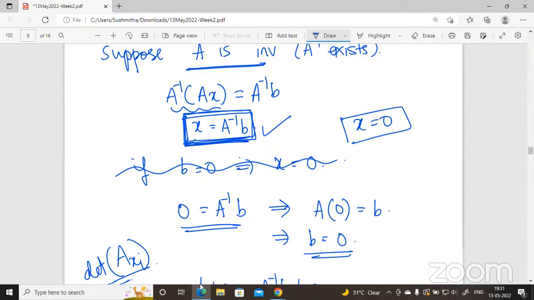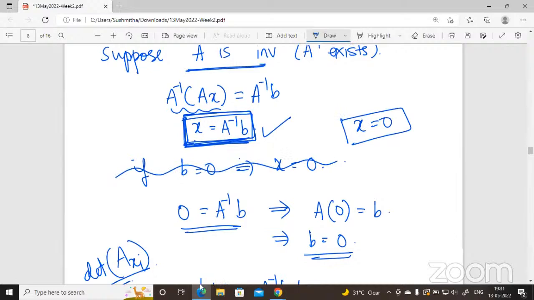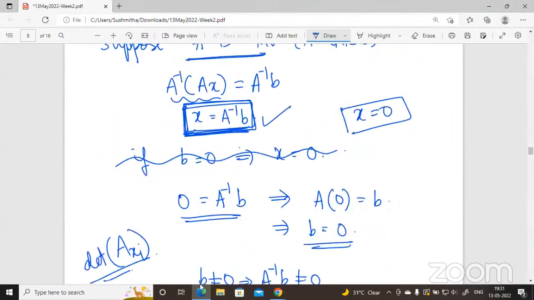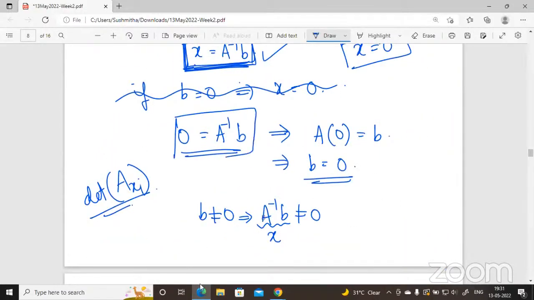Yes, ma'am. Now I know that X equal to 0 is the solution, right? Because of the determinant of AXi being non-zero, this portion, right? Yes, ma'am. Okay. So now this is my solution, right? Now can I pre-multiply by A on both sides? Yes. That's how I get B is equal to 0. Okay, okay, okay.